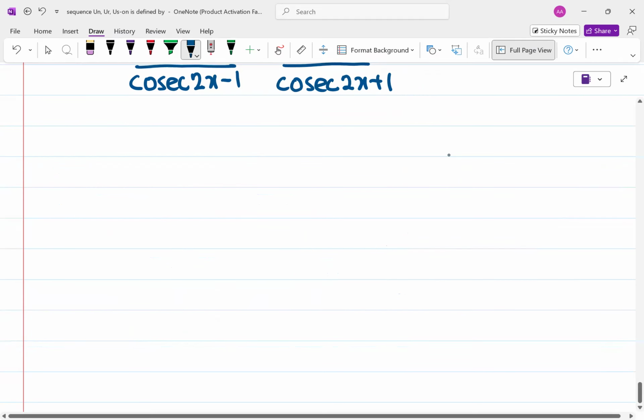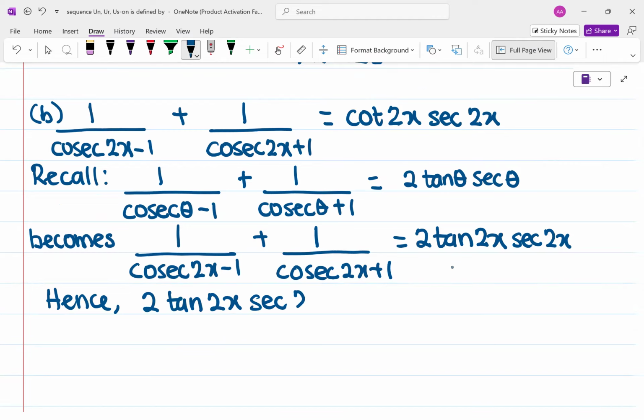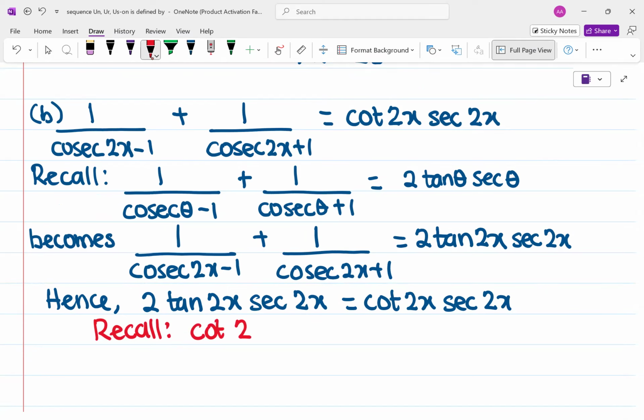So what does this one mean? That means my B will now become, hence, 2 tan 2x, my left hand side has become this, sec 2x is equals to cot 2x sec 2x. We are told to find the value of x. So let me recall again. I'll be introducing my trig identity here. You will recall that cot 2x is equals to 1 over tan 2x.